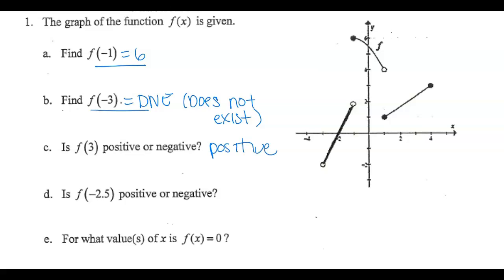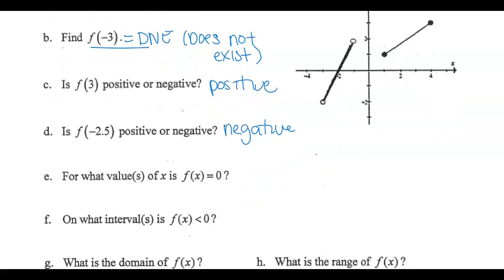Do the same thing for part D, Brooks. F of -2.5. Is that positive or negative? Say it again. Negative, because -2.5 is here, right? -2.5 would be this dot, so it would be somewhere on this line. So I'm going to put negative.